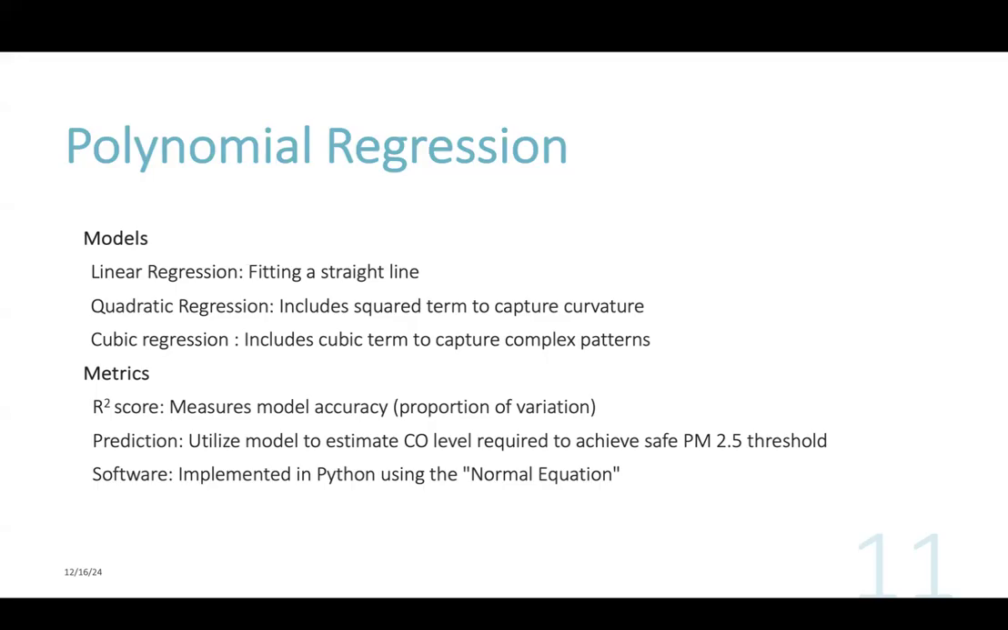And the metrics that we used to measure were R square score, which measures the model accuracy by proportion of the variation. And then we did prediction by utilizing the model to estimate CO levels required to achieve the safe PM 2.5 threshold set by the World Health Organization. And the software we used was implemented in Python using the normal equation.